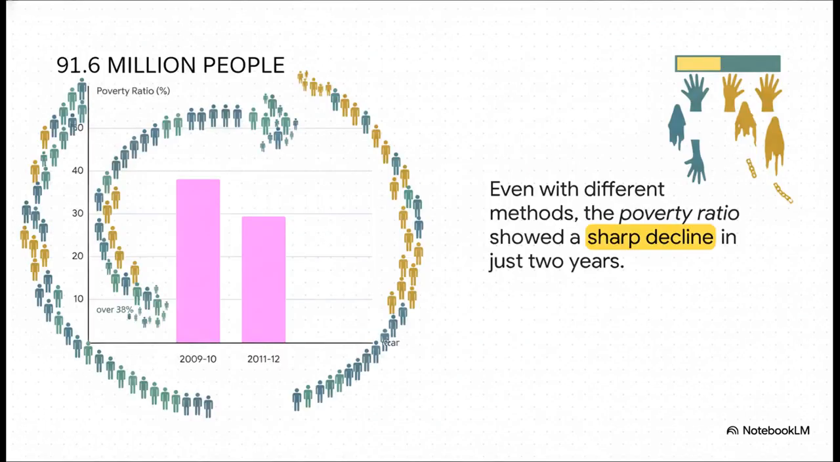But here's the most fascinating part of this whole story. While all these experts were debating the technicalities of how to measure poverty, the data itself was showing an incredibly clear trend. Using their own much higher bar for poverty, the Rangarajan Committee found that in just 2 years, the share of people in poverty dropped from over 38% to under 30%. That means 91.6 million people were lifted out of poverty in 2 years. It's a staggering number, no matter which formula you use.